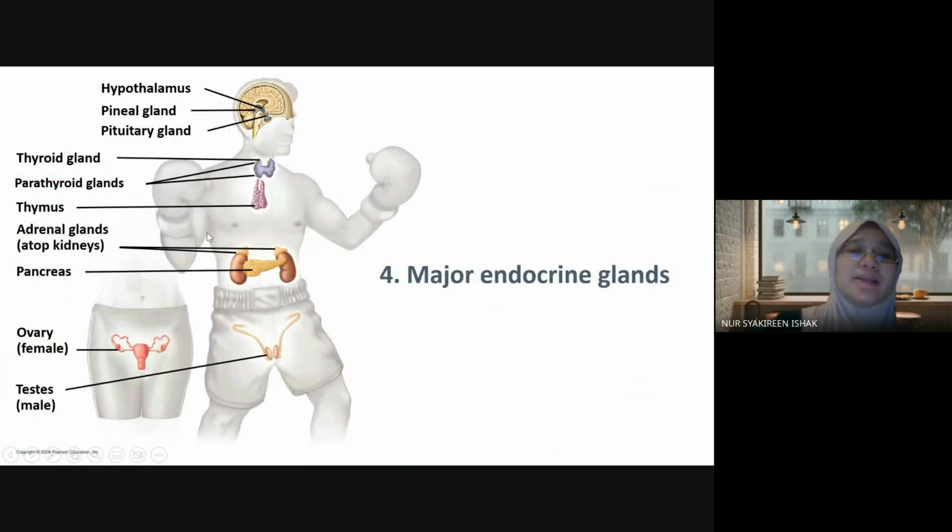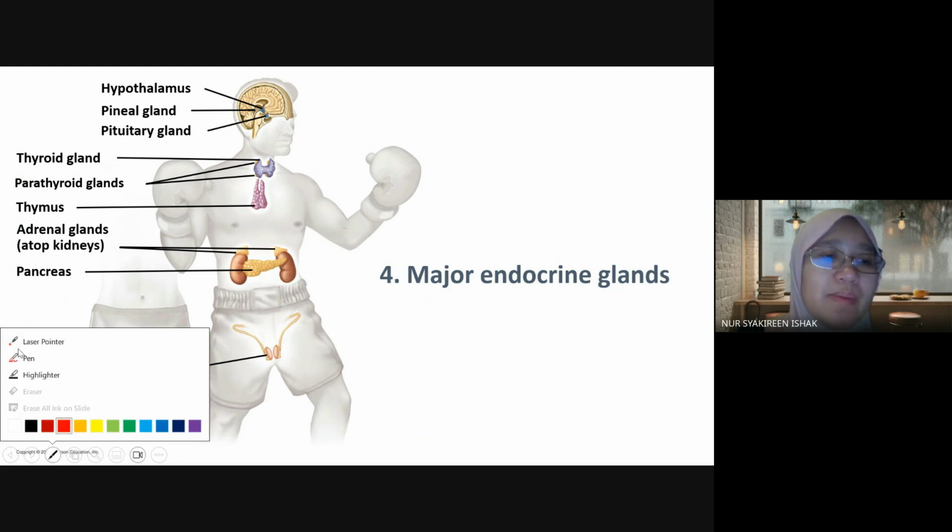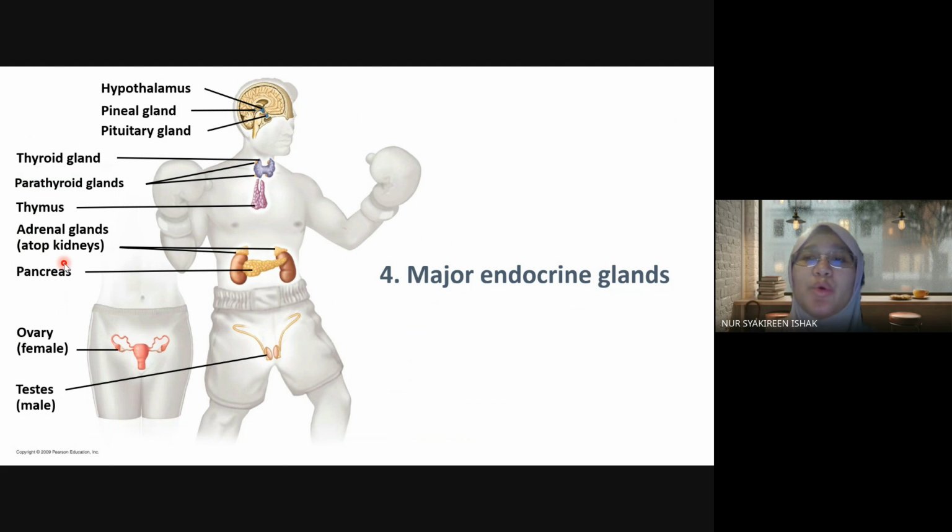Okay, so let's look at this diagram. Basically, this diagram shows you all the different endocrine glands. Endocrine glands are glands that are responsible to produce and secrete hormones. But there are also endocrine glands that function to only secrete the hormone. Dia tak menghasilkan. So you have to know, ada endocrine gland yang dia menghasilkan dan dia secrete. So produce and secrete are two different things.